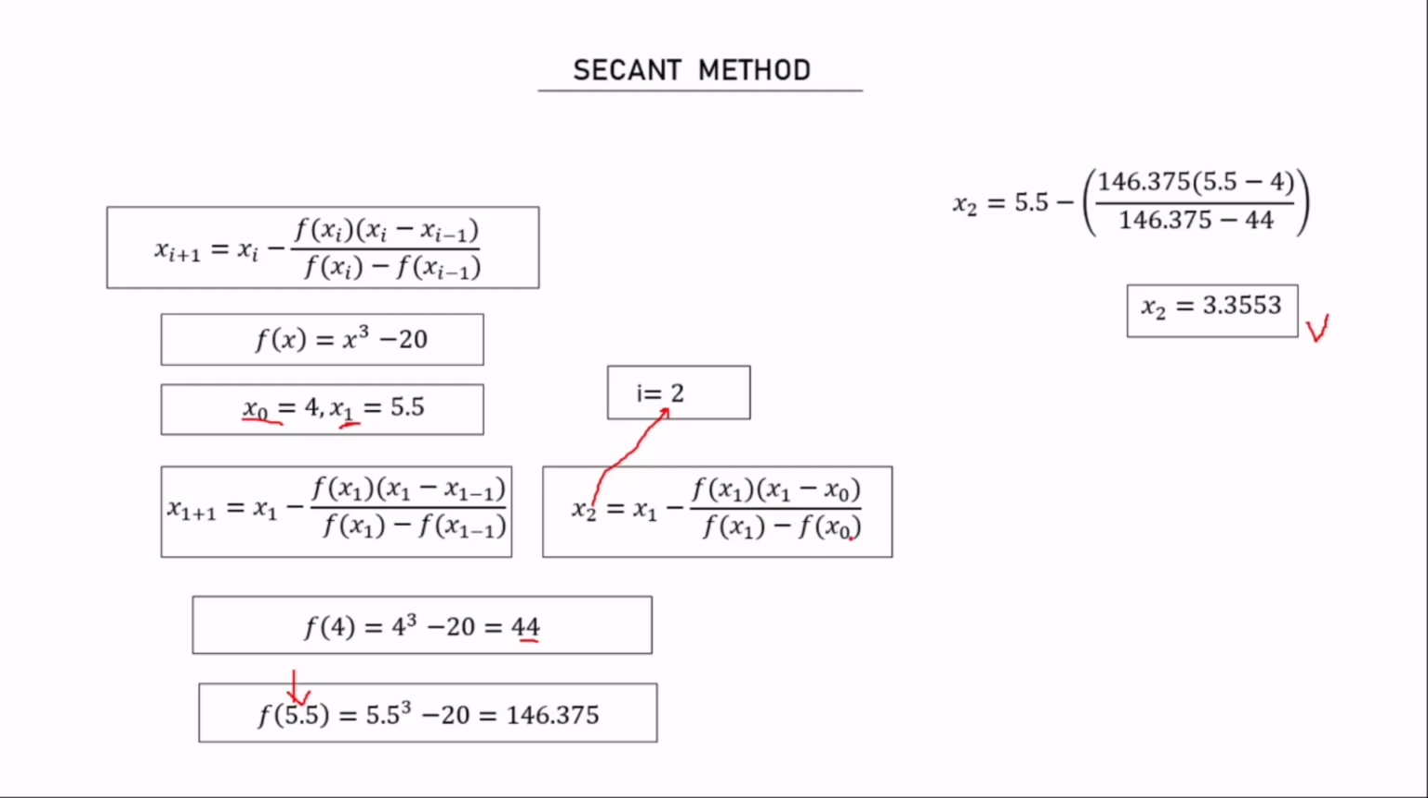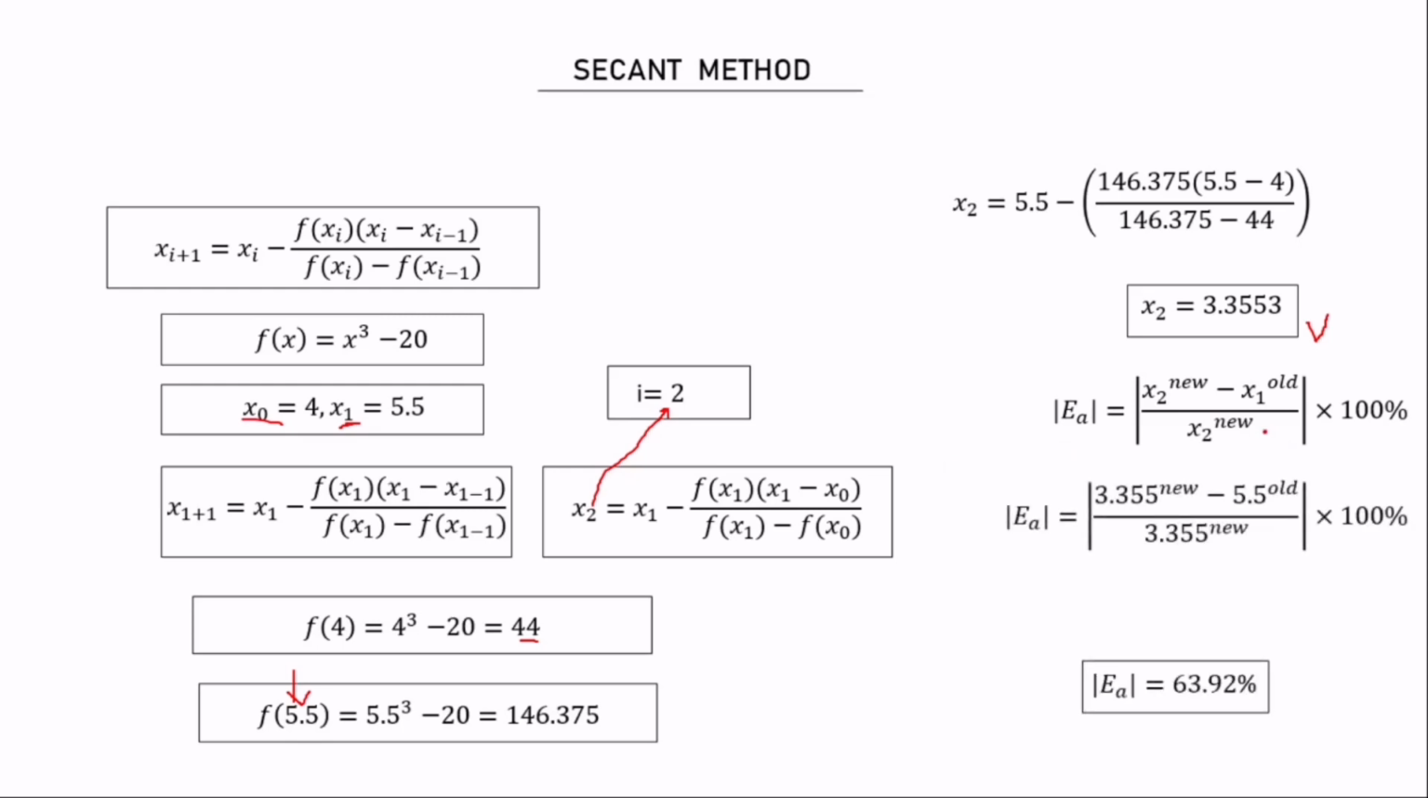This is very simple. Just take the previous one and work with it. When you are finding the absolute approximation error, we take x2 minus x1, all over x2, times 100%, and at the end you get the value to be 63.92%. It's very simple as that.